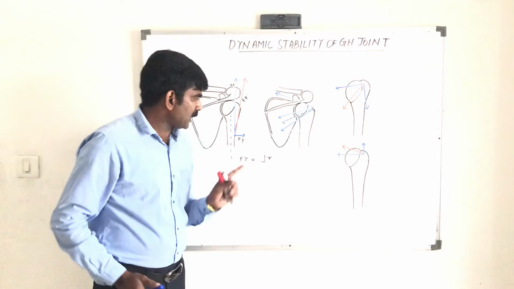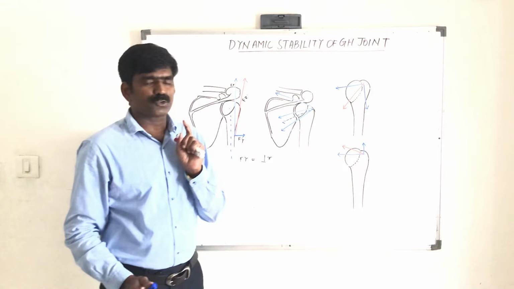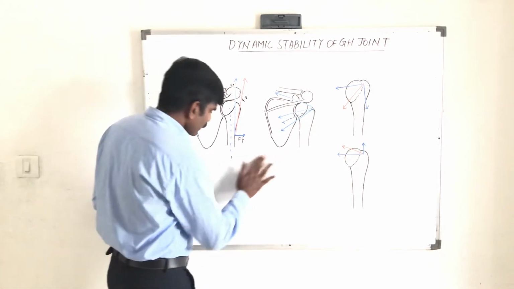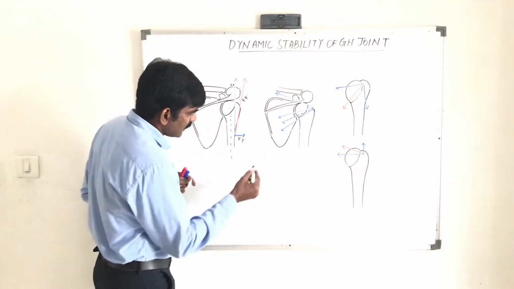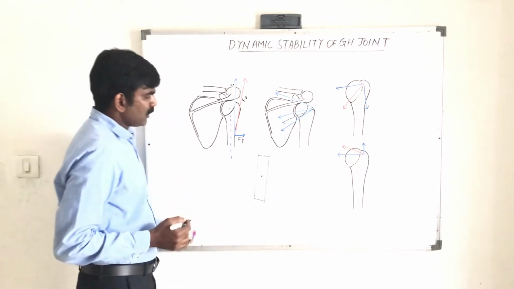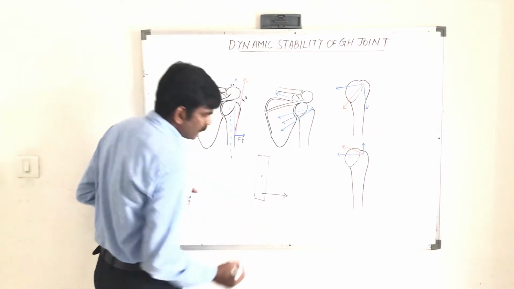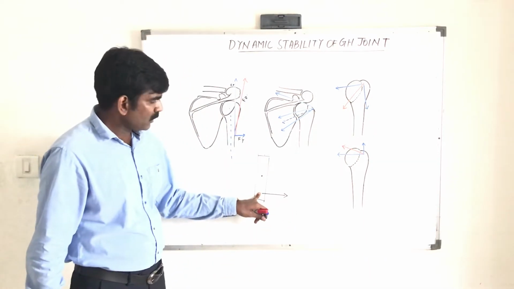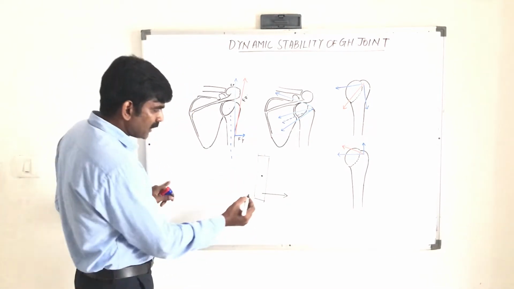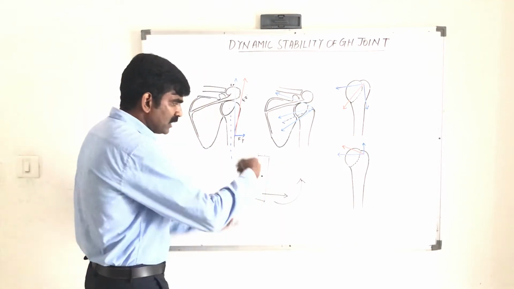So the Fy component: any force applied perpendicular to the long axis of the bone will result in rotation. Imagine this is a lever, and here is the axis. If the lever is moving at this point, and the force is applied perpendicular to the lever, then it will rotate the lever in this direction.